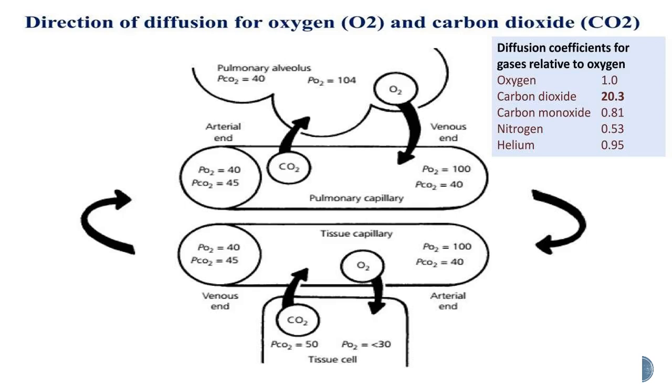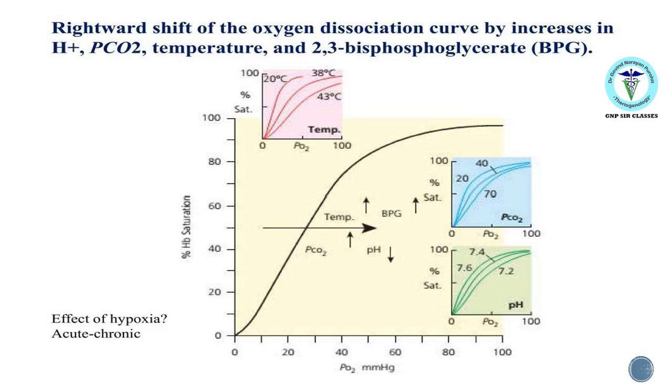Oxygen and carbon dioxide diffuse across the pulmonary alveoli and capillaries. The diffusion coefficients for these gases vary, with oxygen having the highest coefficient relative to other gases. The oxygen dissociation curve shifts to the right with increases in H+, PCO2, temperature, and 2,3 BPG. This shift indicates a lower affinity of hemoglobin for oxygen, facilitating oxygen release to tissues.